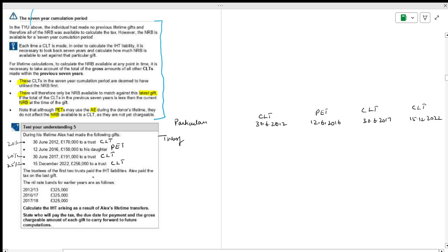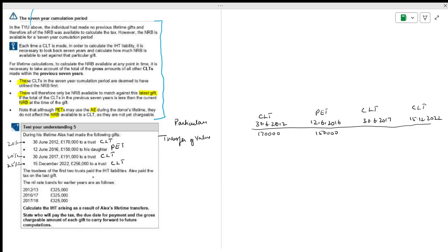Transfer of value: how much is there? 170,150,191,256. I will not do it; you have to tell me. First, what do you have to take? We take the annual exemption, the current year annual exempted amount. Is it right?